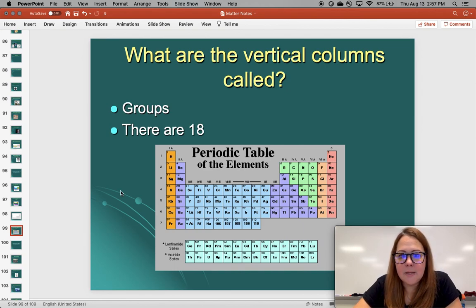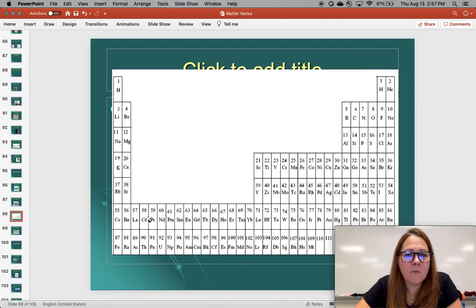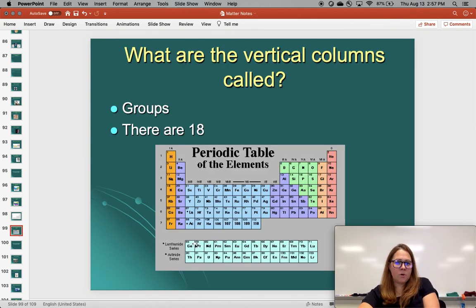Almost done, I promise. Your vertical columns go up and down. There's 18 of them. I'm going back a slide. This first column here is all group number 1. Second column is all group number 2. But then those 2 weird little rows down here at the bottom, they don't actually have group numbers. So it's only the components up at the top. And so it goes group 1, 2, 3, and then down here to 12, and then 13, down here to 18 with helium. These are all called noble gases.